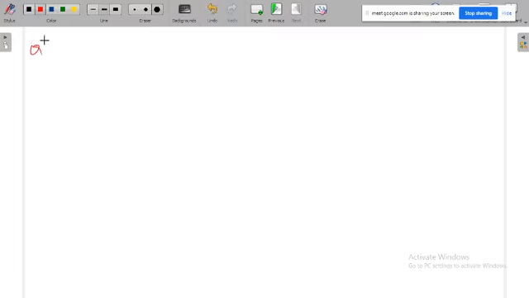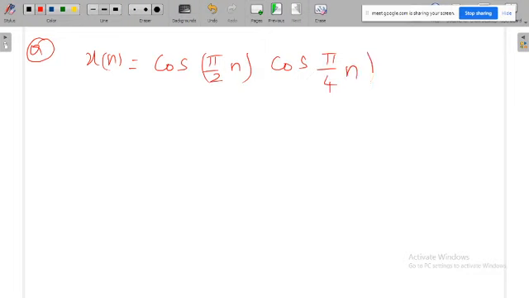Next question. x of n is equal to cos pi by 2 n and then cos pi by 4 n. Now the two signals are in multiplication form. We know how to calculate the period when the signals are in addition format, but here it is in multiplication format, so we have to represent it in terms of addition. It is like cos A cos B. Once the cos A cos B format is there, you can represent it in terms of cos of A plus B plus cos of A minus B.